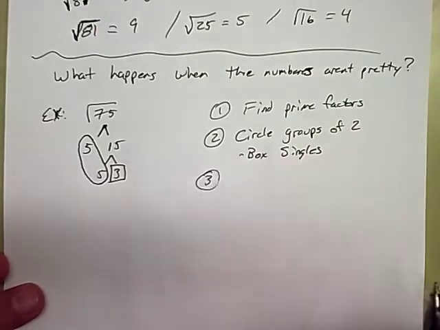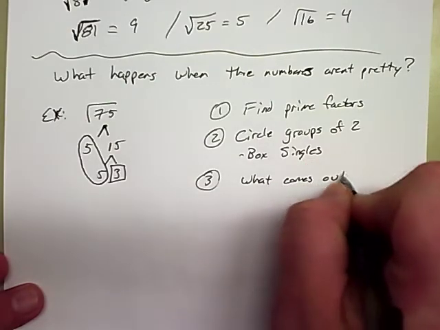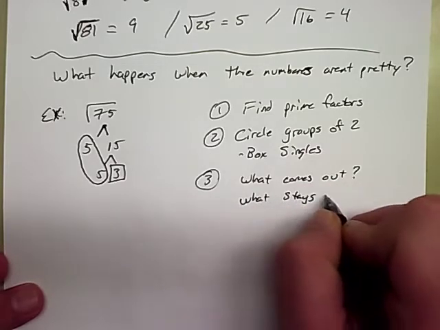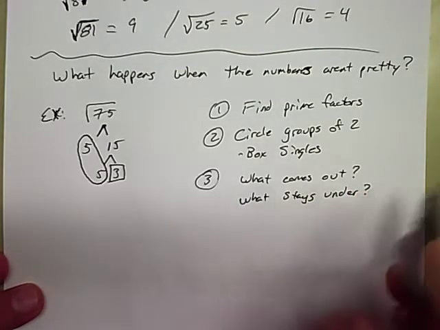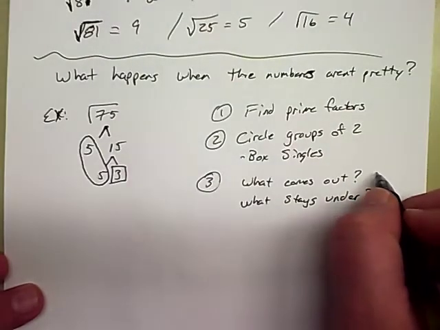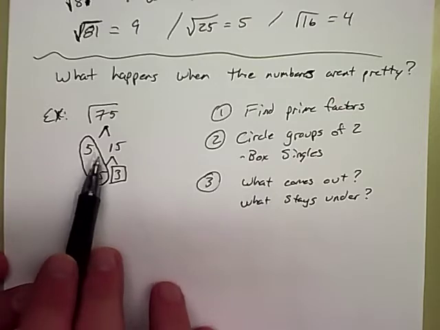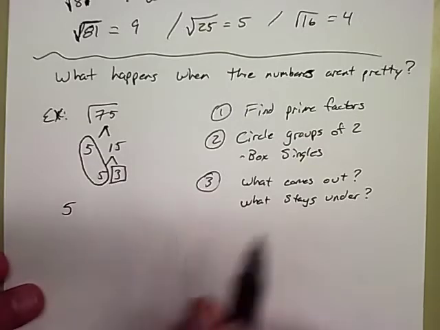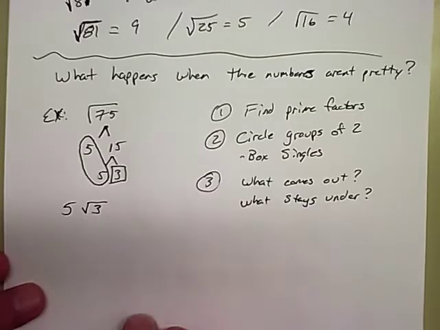Now, step 3. I need to know what comes out and what stays under. What comes out? The things that I have circled, I get 1 to come out front. So here, there are 2 5s right now, but I'm only going to drag 1 5 out front. And I'm going to leave what stays underneath. Everything in the box is going to stay underneath the radical.